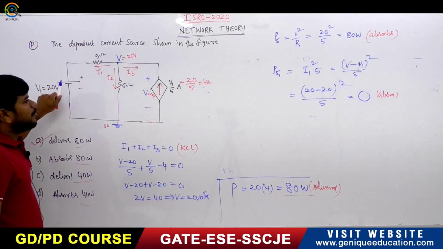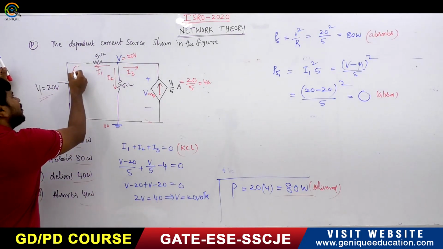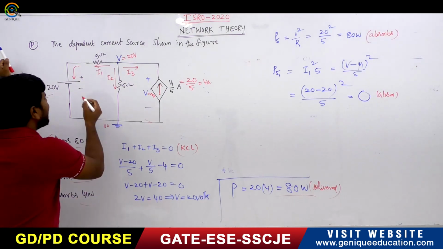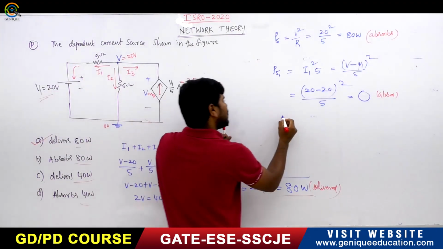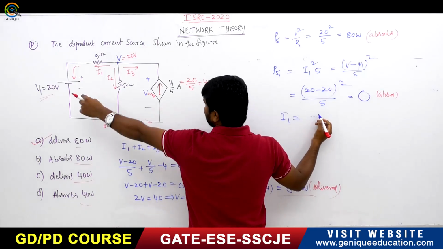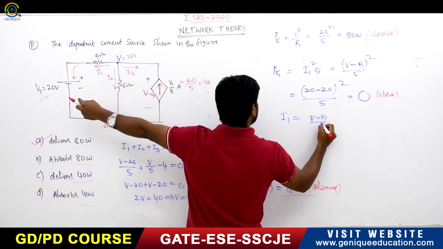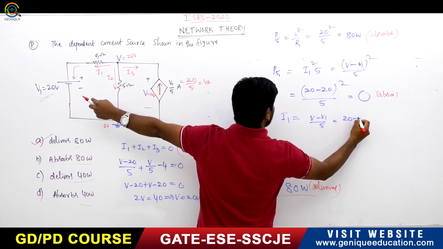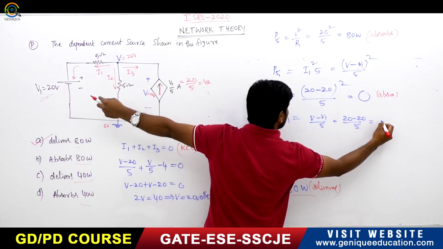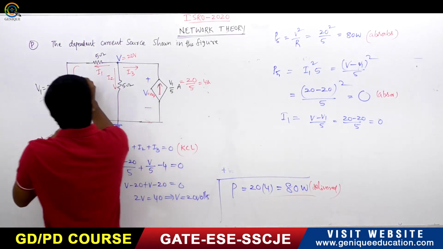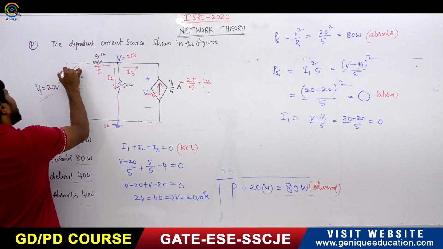Observe, what is the current in this? The current here, I1, is equal to how much? 0, because (V minus V1) divided by 5. This is (20 minus 20) divided by 5. It is equal to 0. What is the current? The current here, I, is equal to 0 amperes.